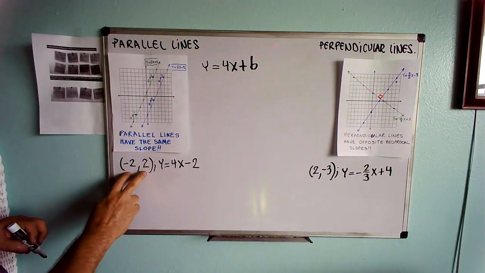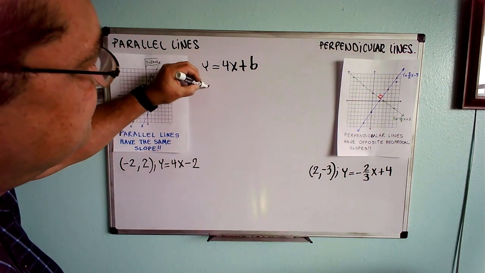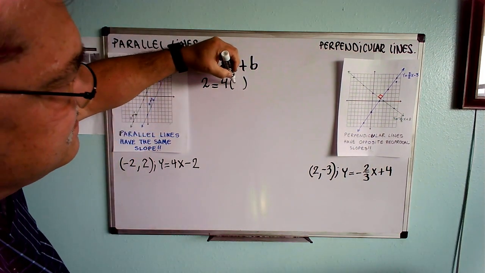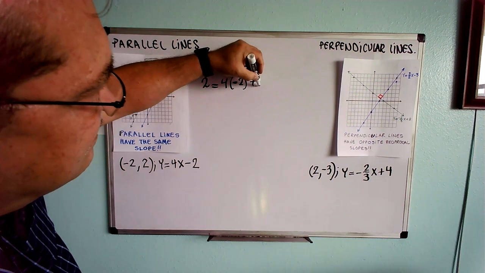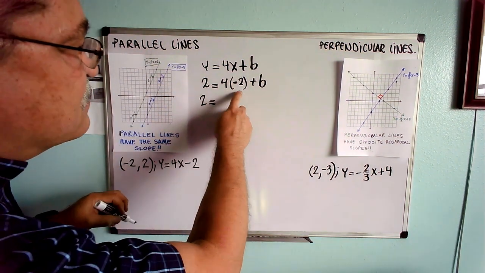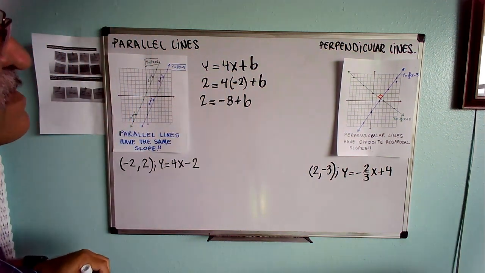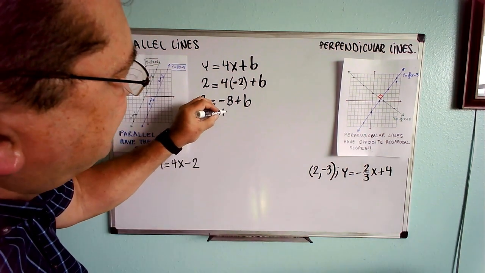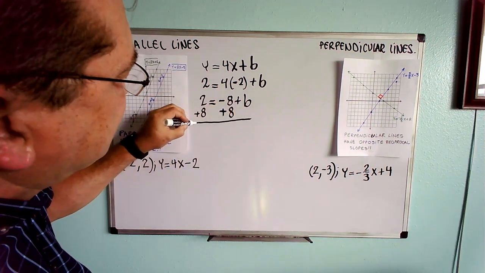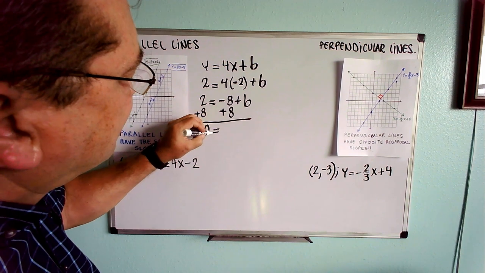Now we are going to solve for b. How do we solve for b? Using x and y, using negative 2 and positive 2. So we substitute y by positive 2 and x by negative 2: 2 equals 4 times negative 2, which is negative 8, plus b. The opposite of negative 8 is positive 8, so we add 8 on both sides of the equation. 2 plus 8 is 10, b equals 10.